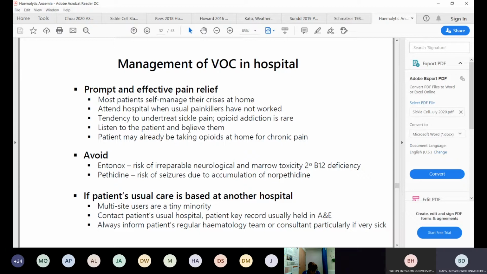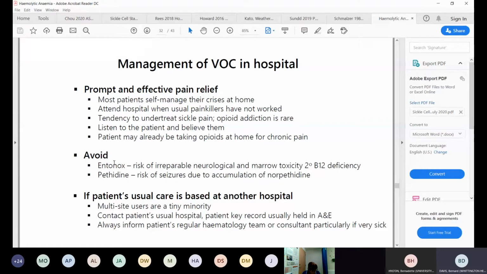Again, there'll be some patients who unfortunately try and abuse the system. These patients would usually be known to staff. Even those patients can get very, very sick. So always turn a new page and assess the patient objectively. Remember also that some of these patients may come in already taking strong painkillers at home for chronic pain.